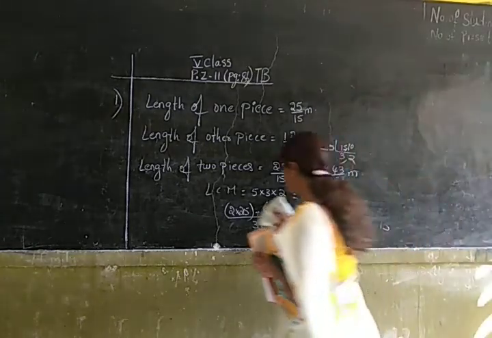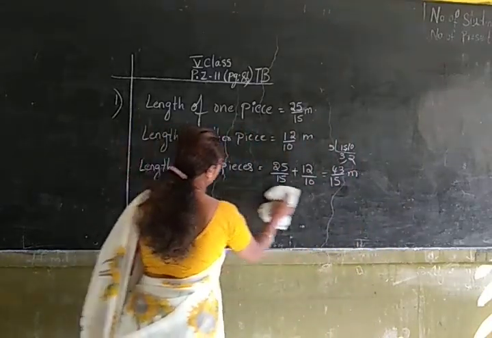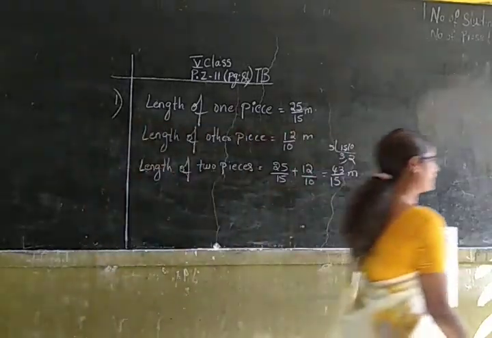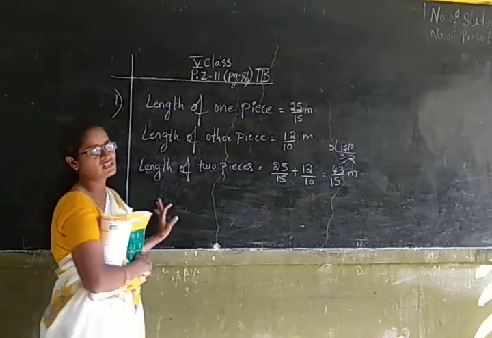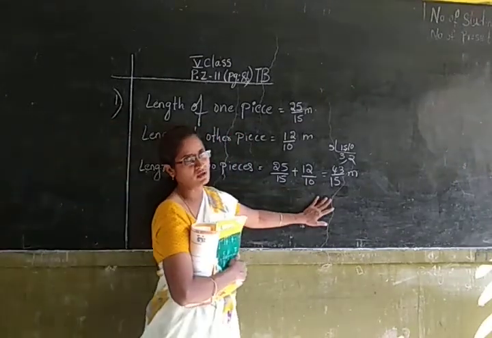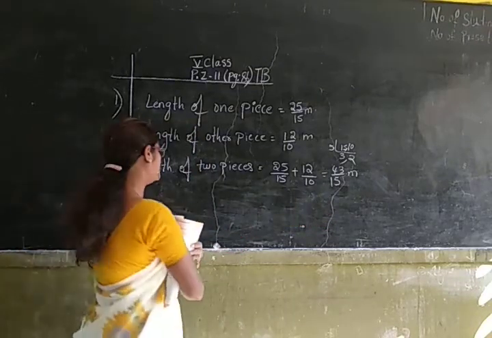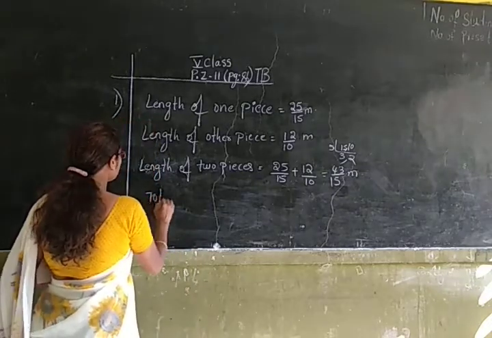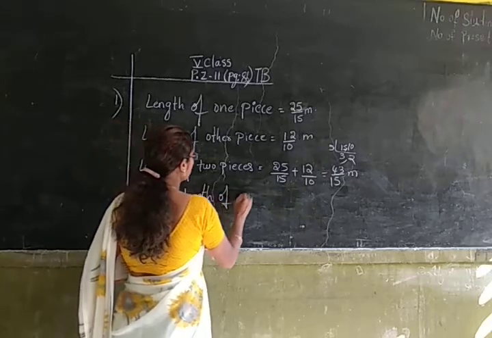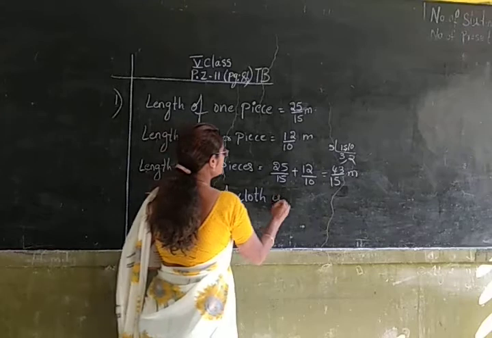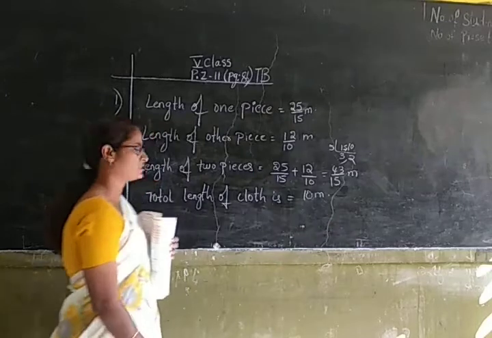Children, I am rubbing this one. Now let us find out how much cloth is left. We have found out how much cloth is cut. Now let us find out how much cloth is left with the shopkeeper. Total length of cloth is how much? The total length of cloth is 10 meters.